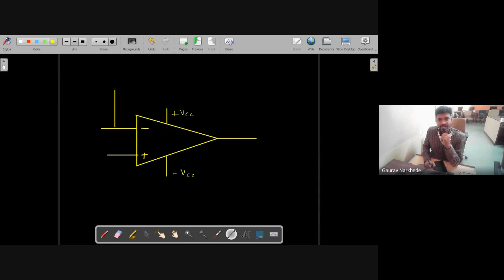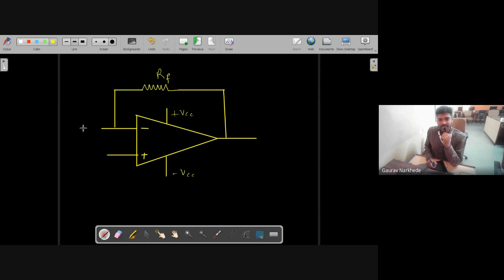Okay, so first of all, I will just tell you what is inverting and what is non-inverting amplifier. Basically, there is a feedback. So we will use negative feedback. Okay, so output is connected to the input, and then I'm putting here some feedback element. Let us call it a resistor.